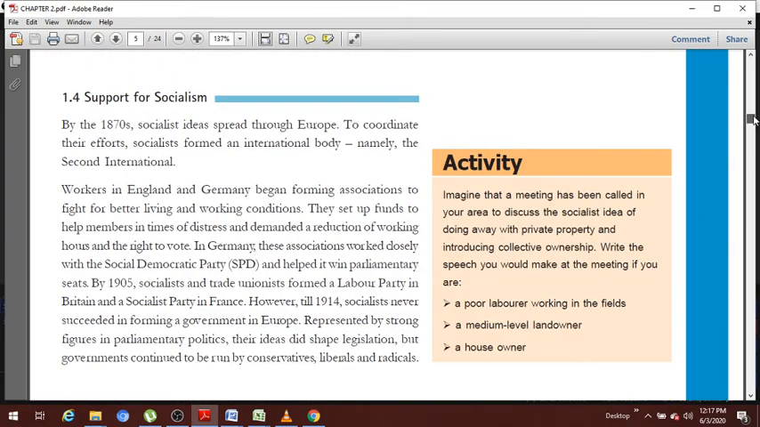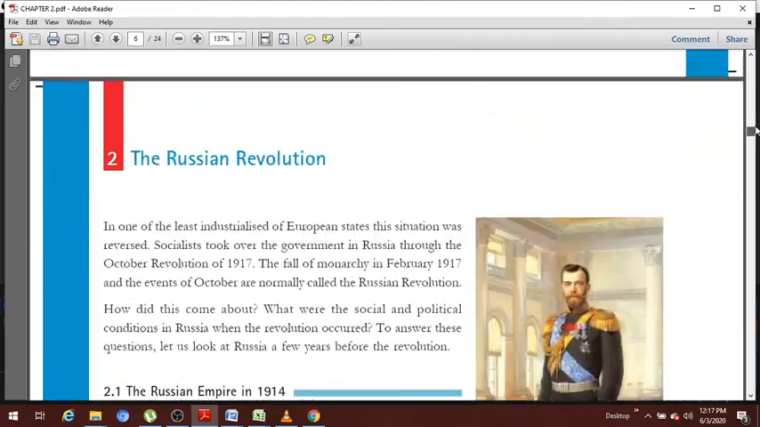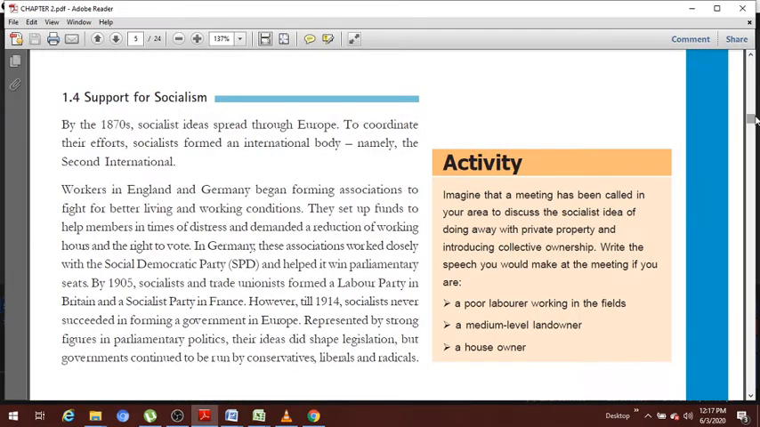Another thing, let us see, this topic is longer. Okay, so let me finish another topic also here. Support for socialism. Who supported this? By the 1870s, socialist ideas spread throughout Europe, means later by the end of the 19th century. To coordinate their efforts, socialists formed an international body, namely the Second International. So this Second International was an organization of socialist people.